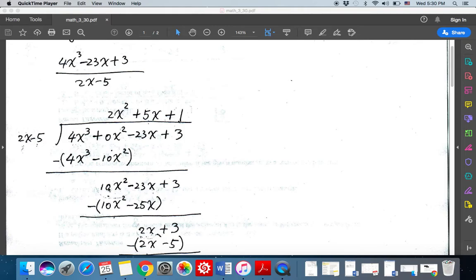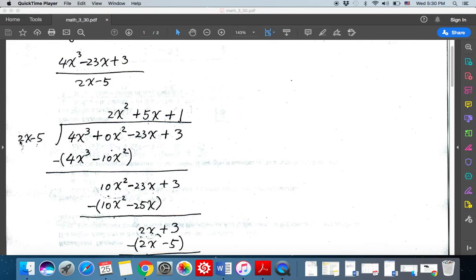From this point, we're going to repeat the previous step. Keep using 2x to divide into the leading term of the remaining results. 2x divided into 10x squared is going to give you 5x. And we put 5x on top of the linear term. And we keep using 5x to multiply with each of the terms in the divisor.